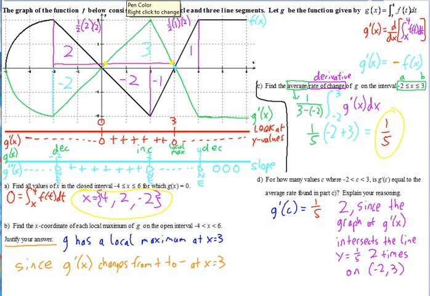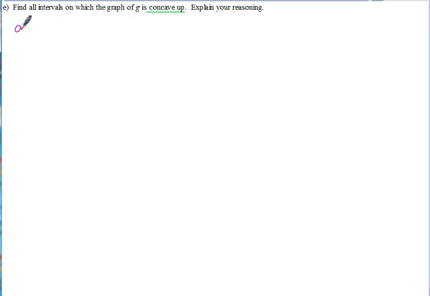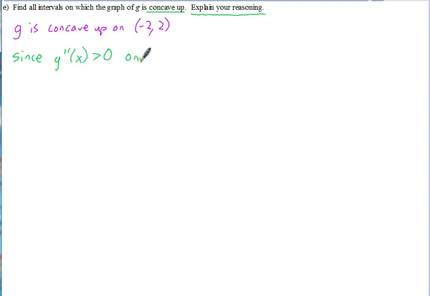So we're asked to find where the graph is concave up. So concave up is where the second derivative is positive. So here it's negative, so it's concave down. Then it's concave up, concave down, and then with 0, that's just linear, just a straight line. So it's concave up from negative 2 to 2. So we can say g is concave up on the interval negative 2 to 2, and explain the reasoning: since g double prime of x is greater than 0 on the interval negative 2 to 2.